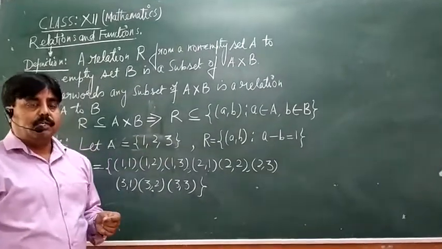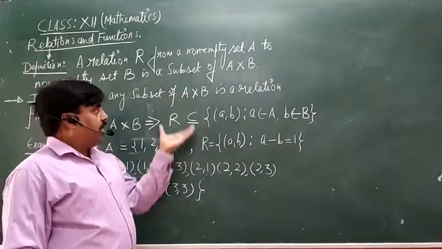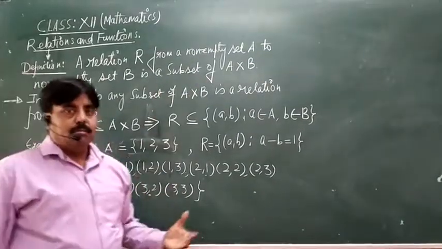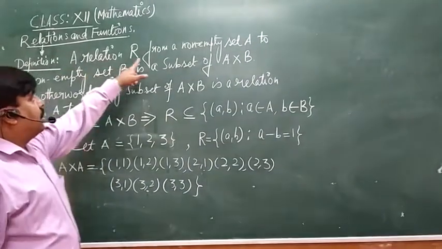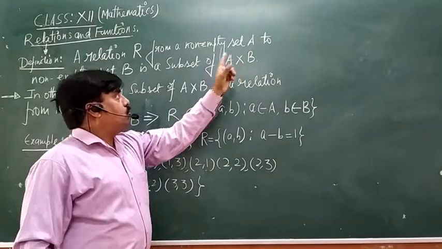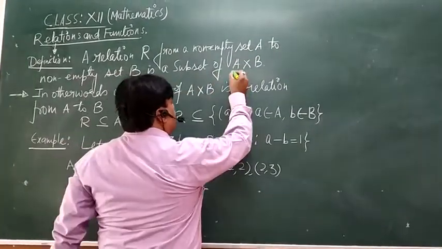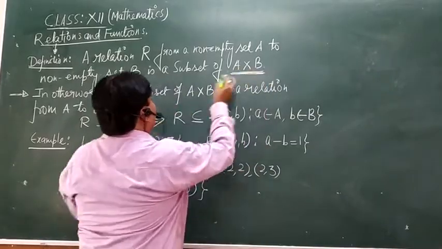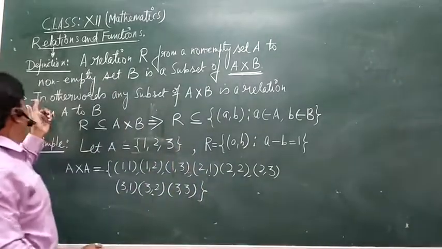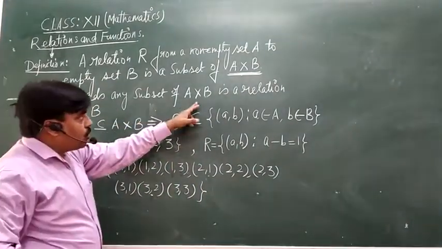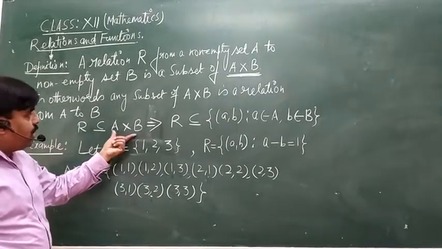In the previous video we already discussed the relation, but to refresh your memory I am going to discuss it again, then later on we will discuss the types of relations. A relation R from a non-empty set A to a non-empty set B is a subset of A cross B. A cross B means Cartesian product. So a relation is always a subset of A cross B. In other words, any subset of A cross B is a relation from A to B.